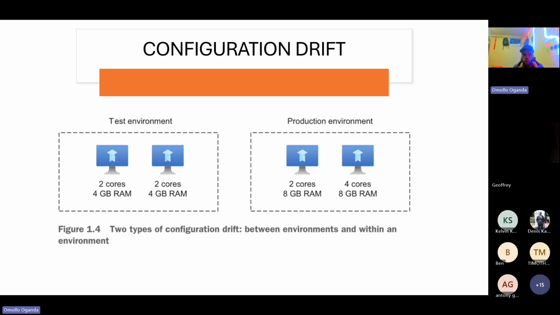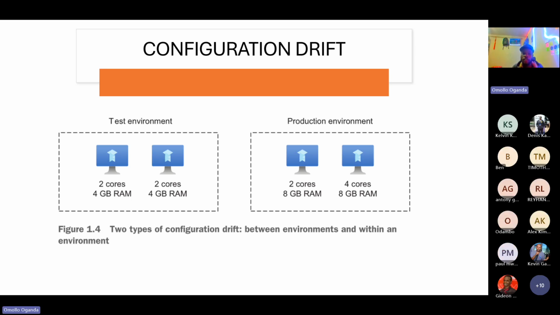in terms of the capacities or the definitions of the storage that we need. Look, we have 2 cores for each VM, but in production, one VM has 2 cores and the other one has 4 cores. Also, the RAM is different because in the test environment, we had 4 GB of RAM, but in production now, we have how many GB of RAM? 8 GB of RAM. This will cause a problem.